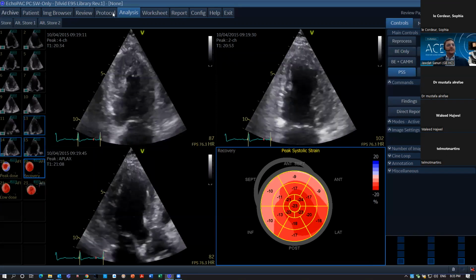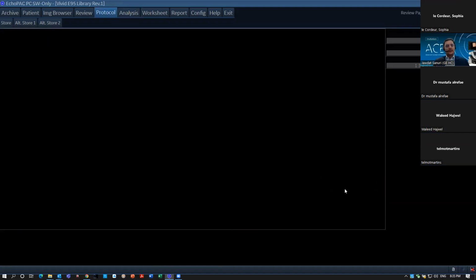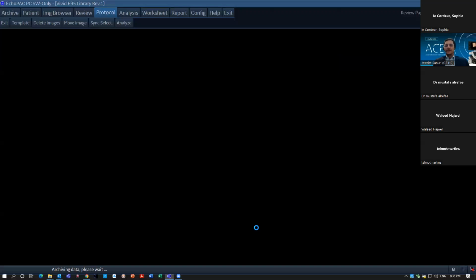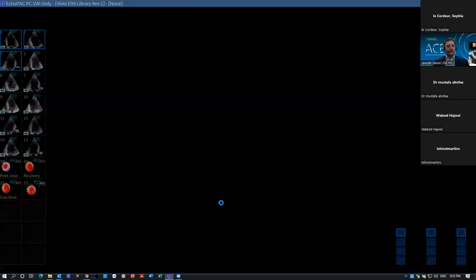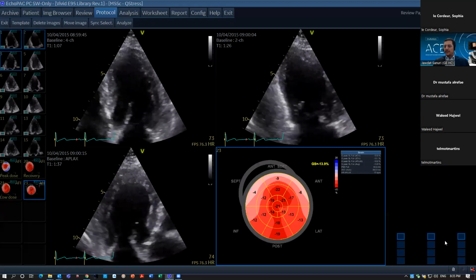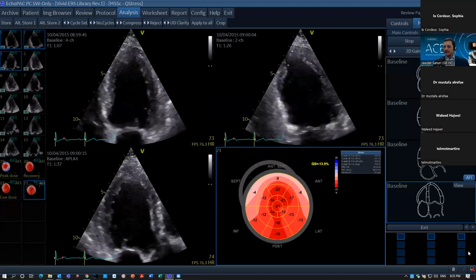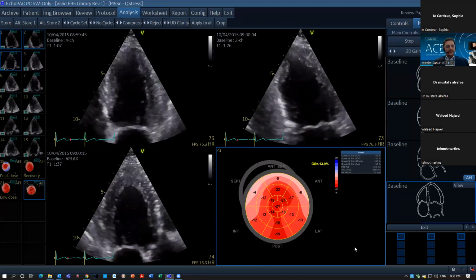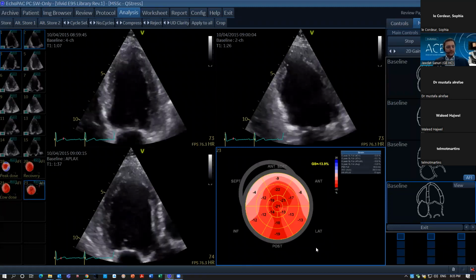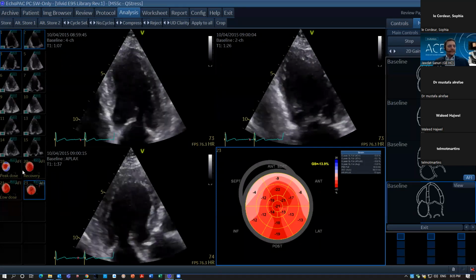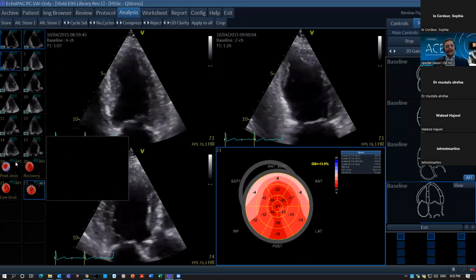If we go to the protocol again, and you go here, then it should show you. I think it's not showing the part where I can have more selections because of the graphic card again, because my laptop is working with Zoom at the same time, so I'm not able to access the full functionality. But anyway, this is the general idea of AFI with stress.